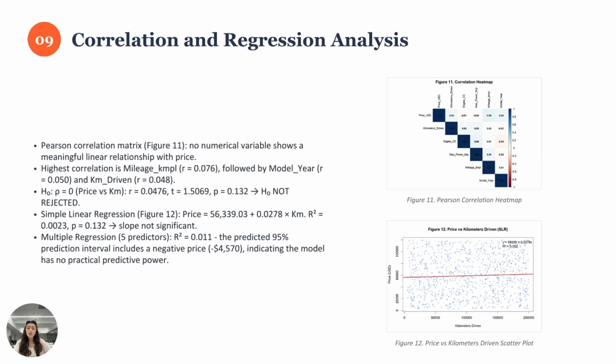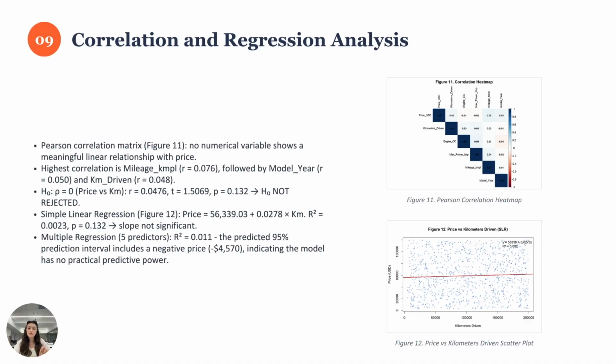Here we did correlation and regression analysis. As figure 11's heat map shows, all correlations are close to zero. The highest is only 0.0764. Price versus kilometers gave R equals 0.0476, P equals 0.132, so the null hypothesis is not rejected.